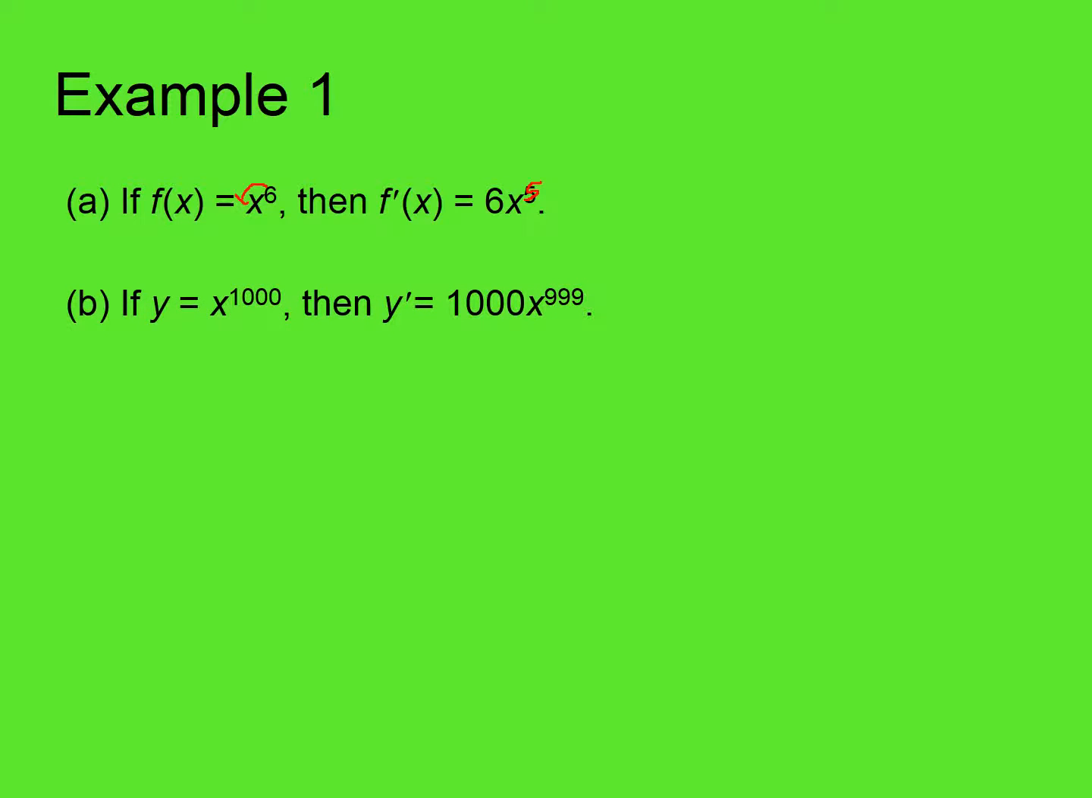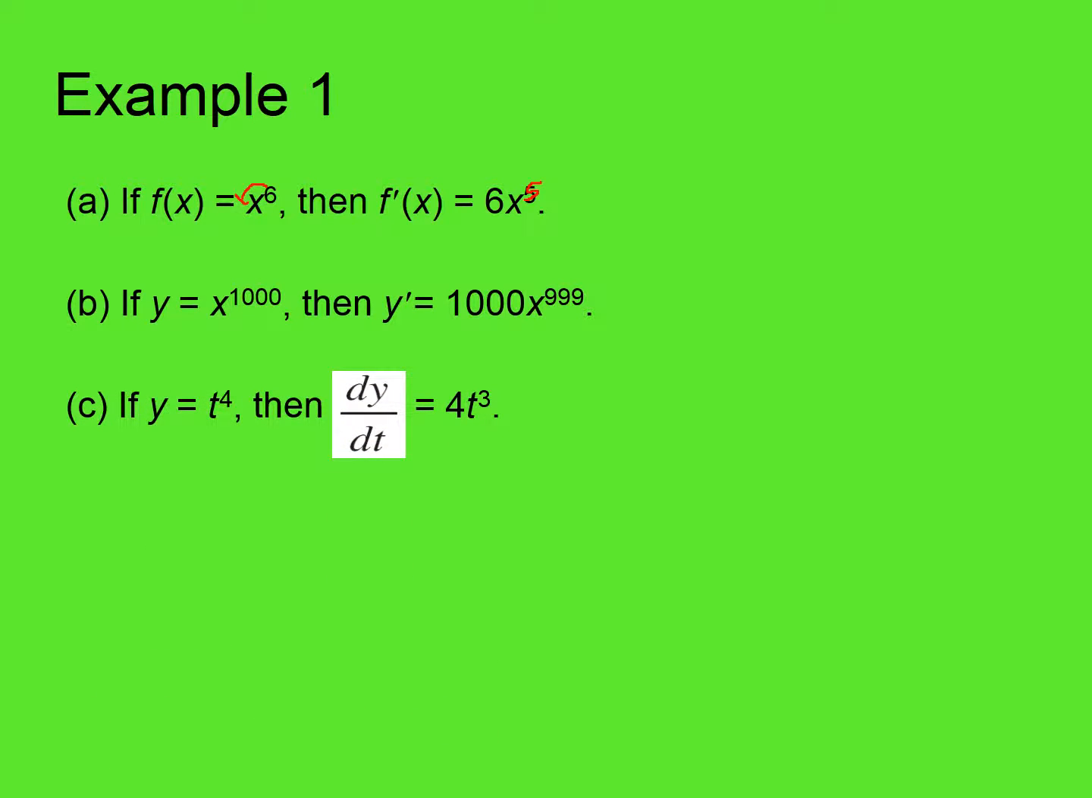Well, let's see, for x to the thousandth, that 1,000 will come down as a cofactor, and then we're going to subtract 1 from the 1,000 to make 999. So y prime, the derivative with respect to x, is 1,000x to the 999.